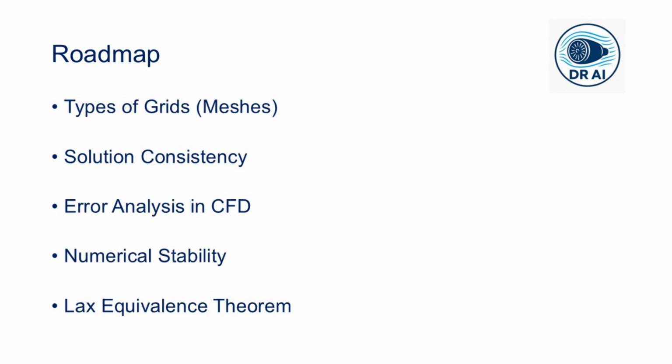Next, we will dissect the errors: modeling, discretization, iterative, and round-off, and learn how to estimate and control them using techniques like Richardson extrapolation and residual monitoring. Finally, we will tackle stability, covering the CFL condition, explicit versus implicit schemes, and von Neumann analysis. We will close by uniting everything with the Lax equivalence theorem.